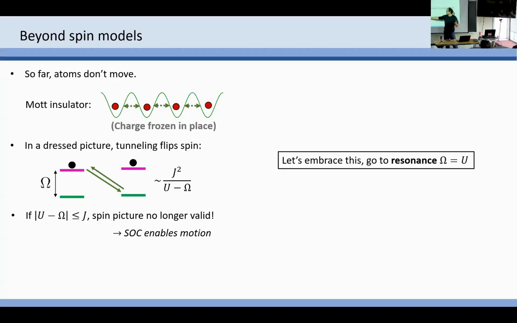And what that means at this point is that the spin-orbit coupling, this relative phase I've applied, can enable genuine motion in the insulator. So it's not really an insulator anymore. And so what I want to do is to embrace that. Let's go to resonance, set the Rabi drive equal to the Hubbard U and see what happens.